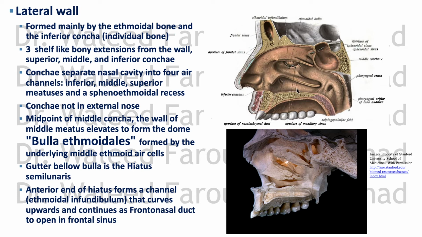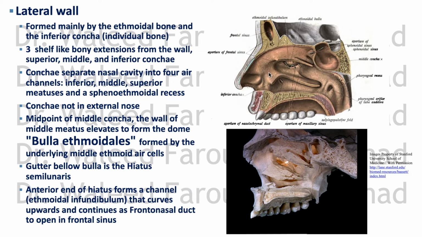The inferior meatus below the inferior concha, the middle meatus below the middle concha, the superior meatus, this thin meatus here, below the superior concha, and the sphenoethmoidal recess, which receives the opening of the sphenoid air sinus. Again, inferior meatus, middle meatus, superior meatus, and the sphenoethmoidal recess.